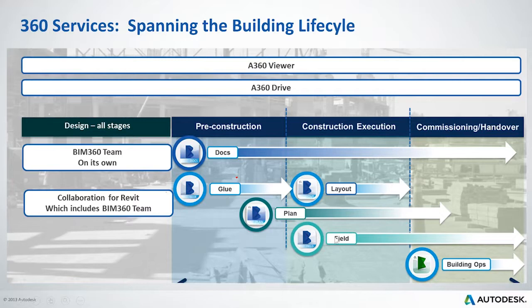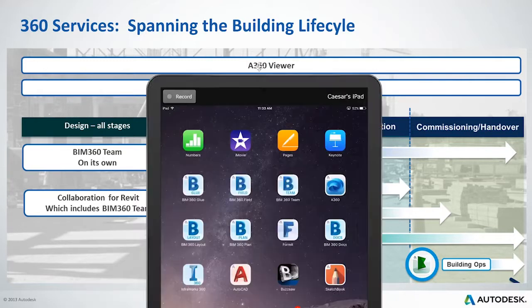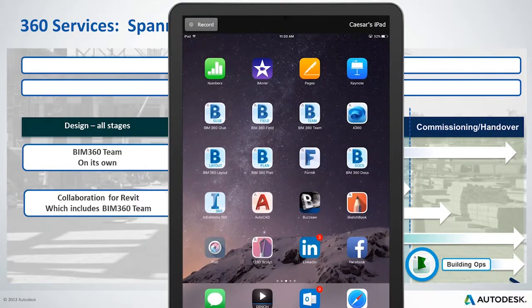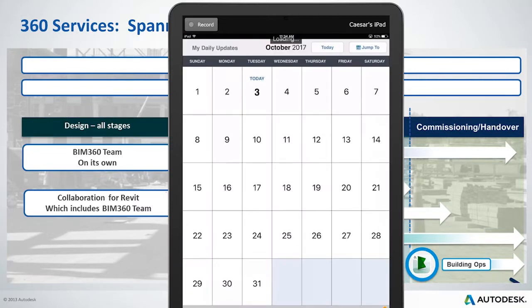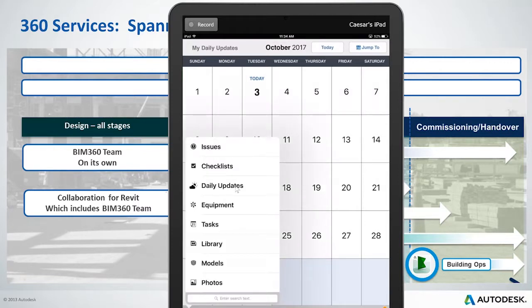So we've talked about Glue, we've talked about Field a little bit. Let me show you. This is Field. These are your BIM 360 icons on your iPad. Here is Field in a nutshell from your iPad. Going in, creating issues, checklists, daily updates, equipment. This is where that equipment, that air handling unit that you would see, would be located right here.